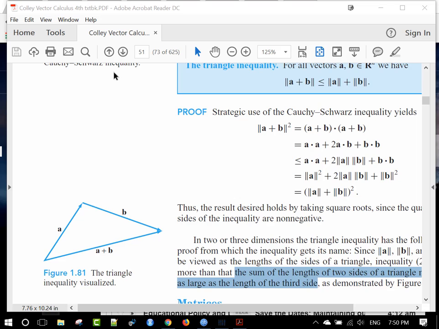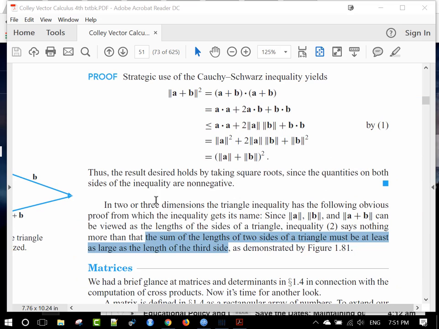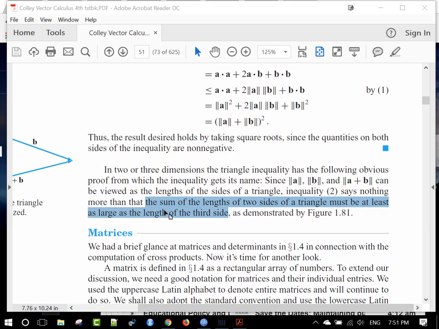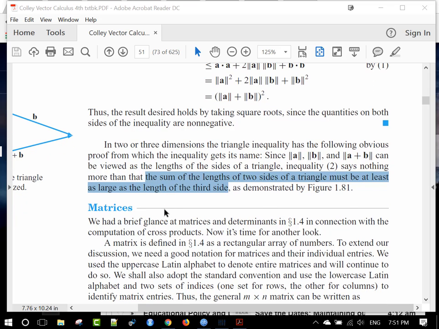But now we have it for n. That will be important for us at some point, to be able to use the triangle inequality, and maybe the Cauchy-Schwarz inequality as well. So next we want to talk about matrices.